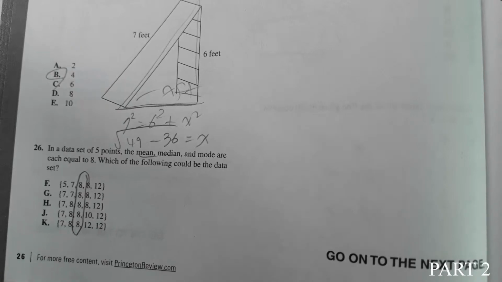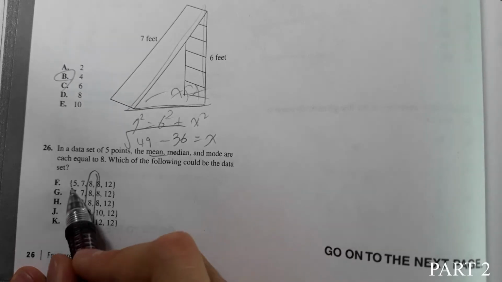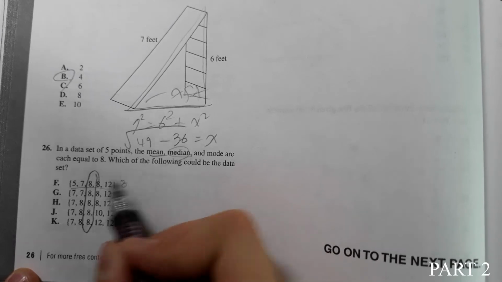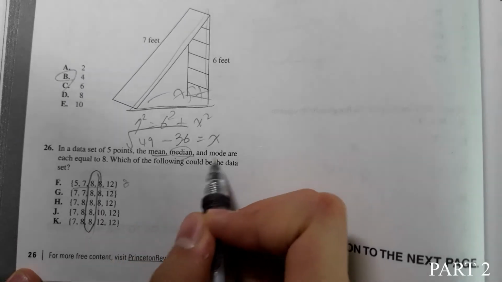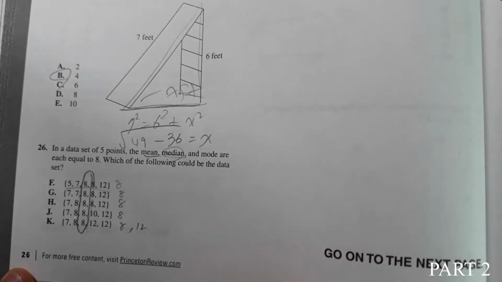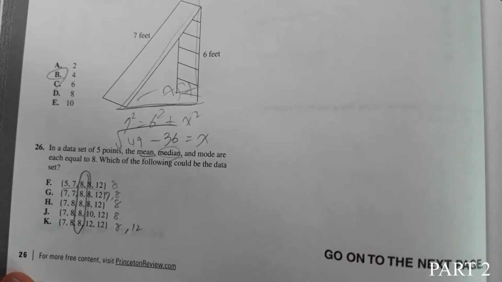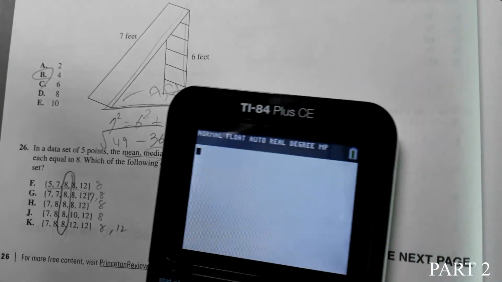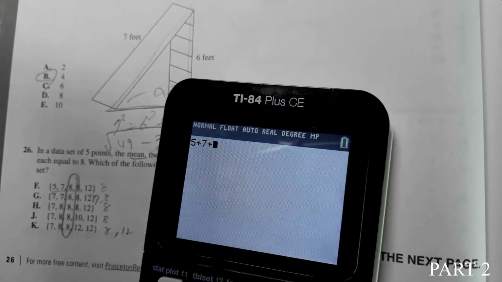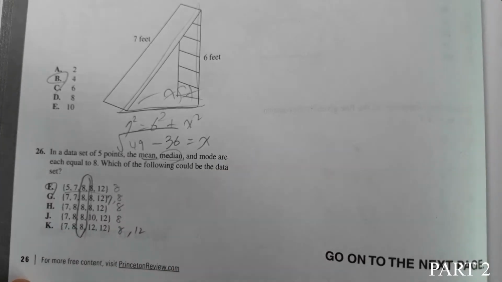is the most frequent number. So let's find the most frequent number. In here, it's 8. All medians are 8, so they all satisfy. And the mode is 8 here, 8, 8, 8, 8, and 12. And here also 7. Okay, now we have to figure out the mean. Mean is you add all those up and divide by the number of numbers. 5 plus 7 plus 8 plus 8 plus 12 divided by 5 is 8. So F should be the answer.